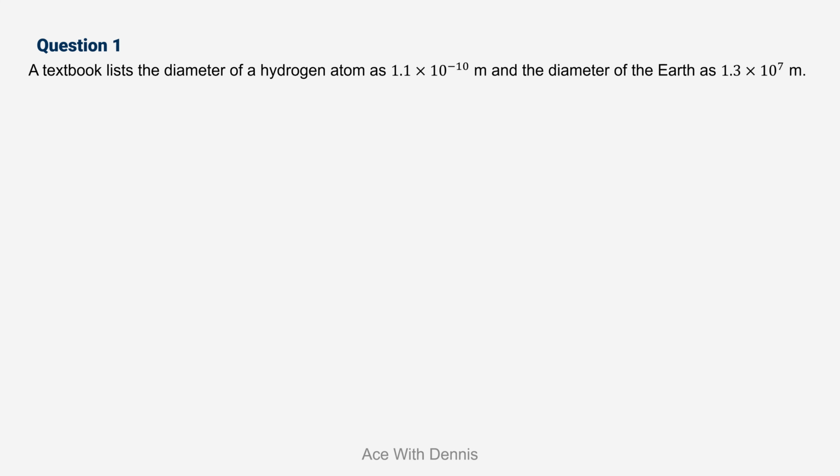Alright, now let's start discussing the paper. Question 1. A textbook lists the diameter of a hydrogen atom as 1.1 times 10 to the power of negative 10 meters and the diameter of the Earth as 1.3 times 10 to the power of 7 meters. How are these values expressed with prefixes?